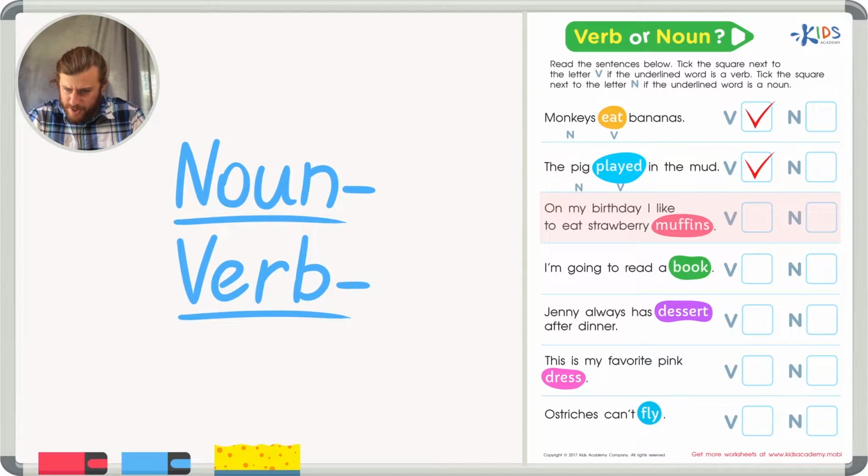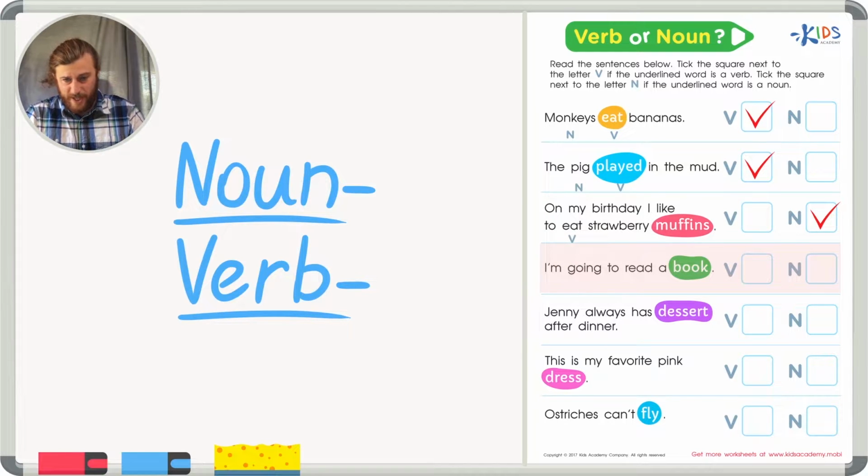The third sentence reads, on my birthday, I like to eat strawberry muffins. Okay, muffins. Is muffins a person, place, or thing? Or is it an action, something somebody did? Well, it says eat strawberry muffins here. Now remember, eat is something you do, that's a verb. Strawberry muffins, well, muffins is a thing, that's something you eat. So if muffins is a thing, that must mean it's a noun.